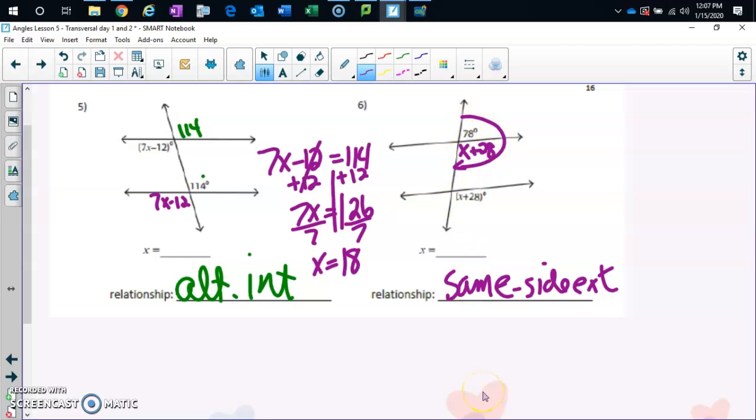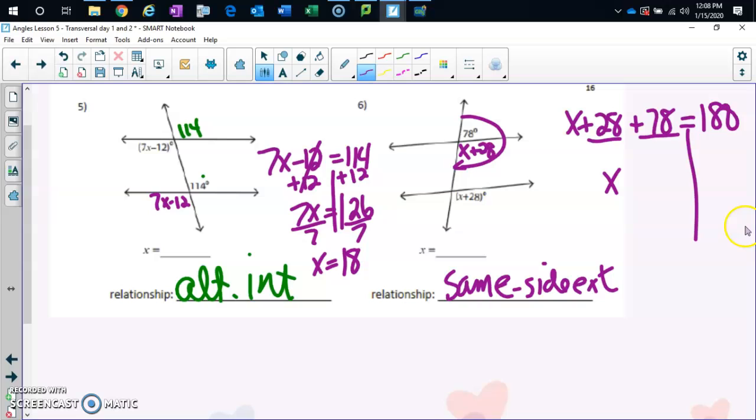Now, what is true about these two angles? What are they called? They are a linear pair. What do we know about a linear pair? They add up to 180. So my equation is going to be x plus 28 plus 78 equals 180. So 28 and 78 is 106, we bring down our x. We got x plus 106 equals 180. Subtract 106 from both sides, and I have x is 74.